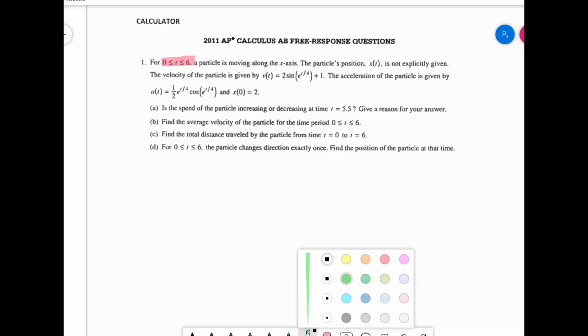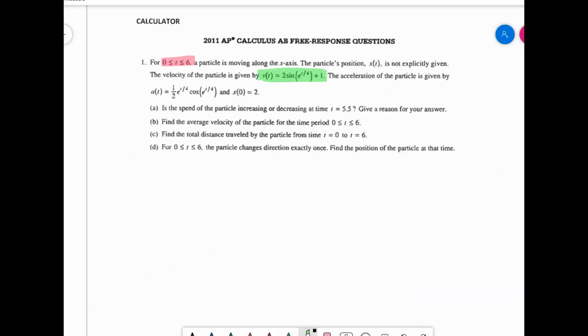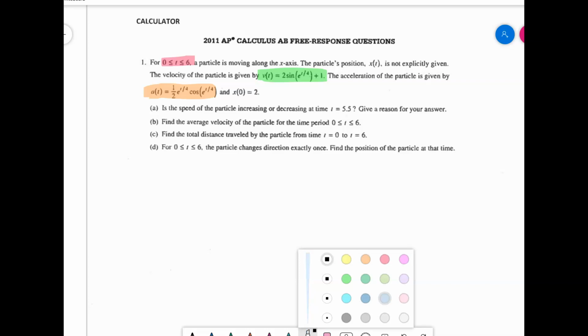So actually, no, they don't. Position is not explicitly given, but they give you the velocity function. And actually they give you the acceleration function, so I'm going to highlight that as well. So this is your acceleration. And just like the other ones, they tell you that the position at 0 is 2.